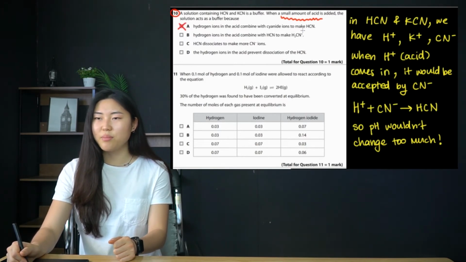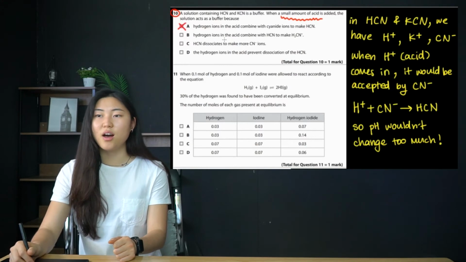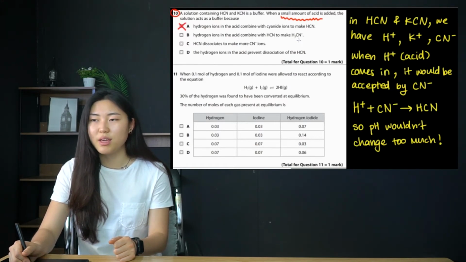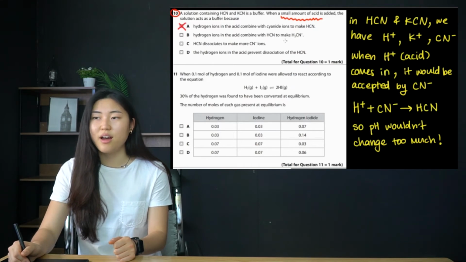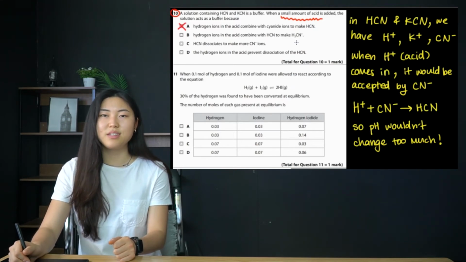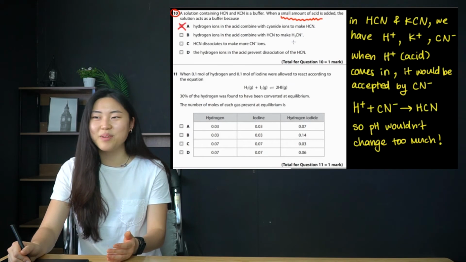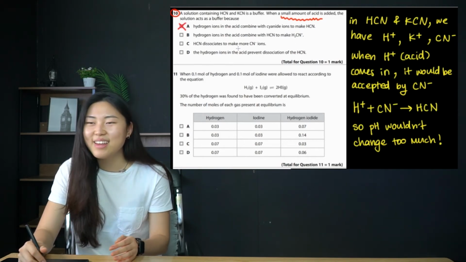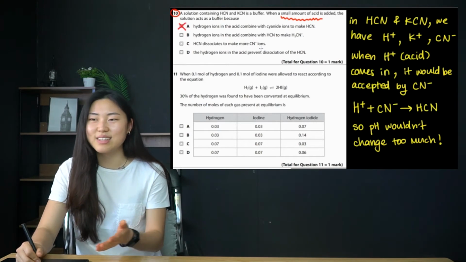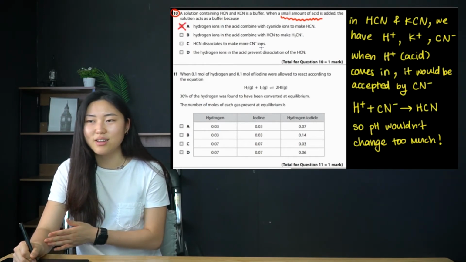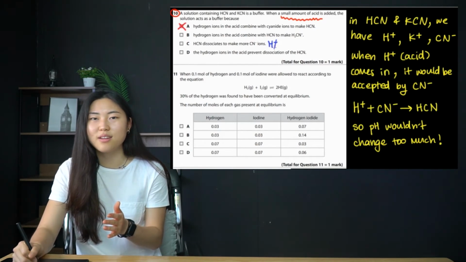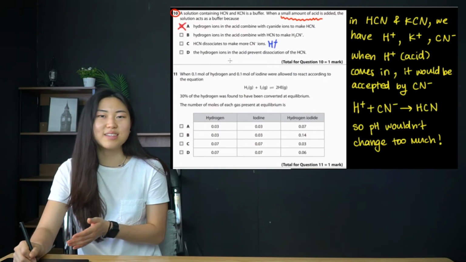So let's have a brief look at the other choices. We have hydrogen ions in the acid combined with HCN to make H2CN+. Have you ever seen anything like H2CN+? It's very unfamiliar, so it's probably not that. And HCN dissociates to make more CN- ions. But if that happens, we're also going to get H+ as well, and this is being added, so there's no reason for that to happen, right?